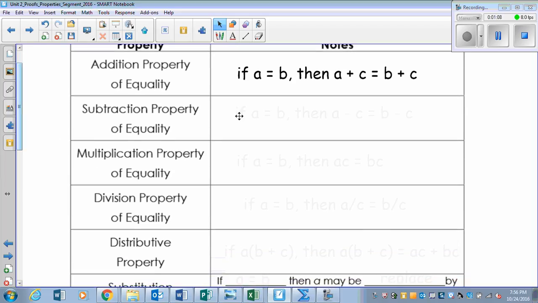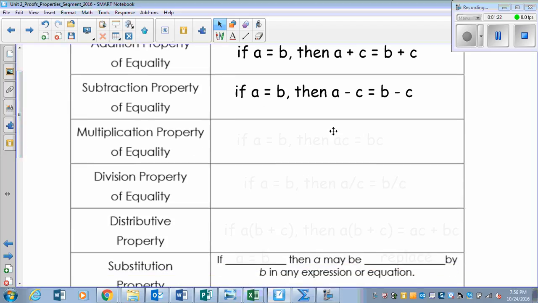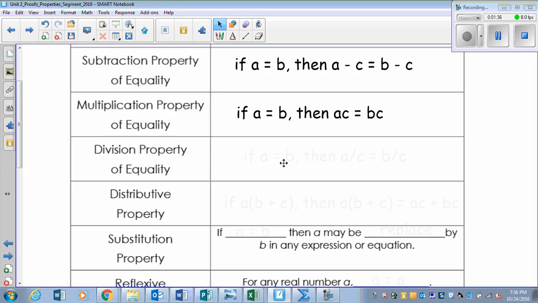Similarly, the subtraction property of equality states if you have A equals B, then A minus C equals B minus C. So if you take away the same thing from both sides, again, your equation will still be equal. The multiplication property of equality states that if A equals B, then A times C equals B times C. Same justification. If you multiply A and B by the same number, your equation will still be equal. And the division property of equality shows the same thing. If A equals B, then A divided by C equals B divided by C. Again, because you're doing the same thing to both sides, the equation will stay the same.